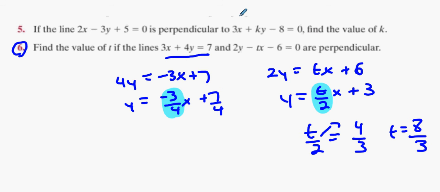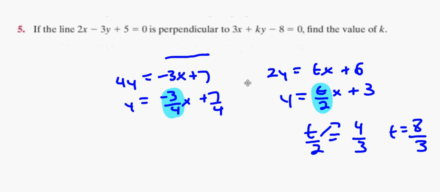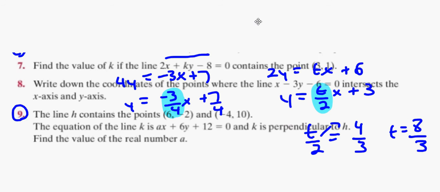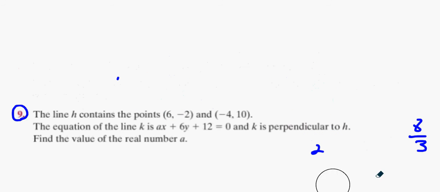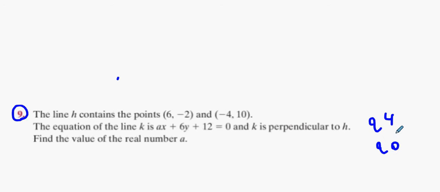Okay, let's keep going. Number 9. What have I done so far? Remember, was it 4? That was 6. Okay. Have a line that contains these 2 points. Equation K is this one here. K is perpendicular to H. Find the real number A.